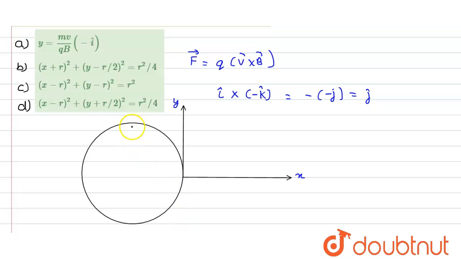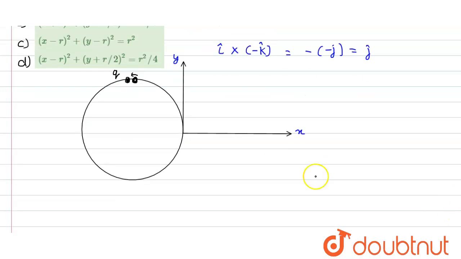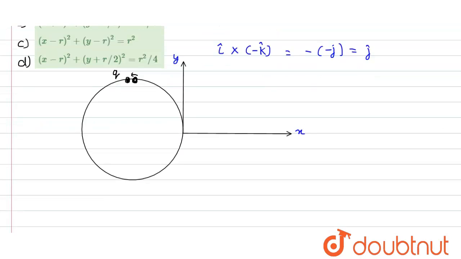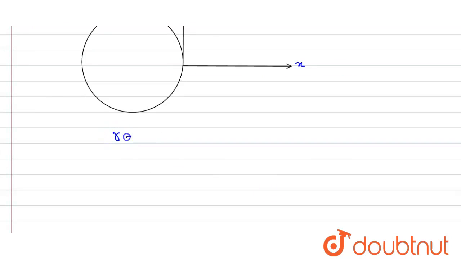Now at the maximum y coordinate, our charged particle was going through this portion. At the maximum here, there is also a charge equal to q sitting here. Our charged particle which is coming hits inelastically with this charged particle. We know that when a charged particle moves in a magnetic field, its radius is given as mv divided by qB, so r equals mv divided by qB. Here mv is the momentum, so r equals p divided by qB.